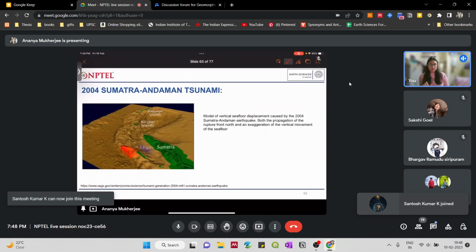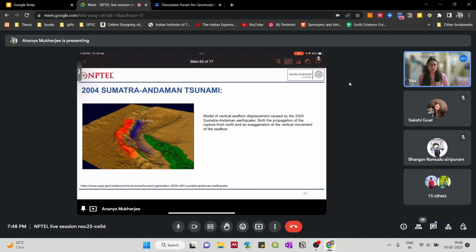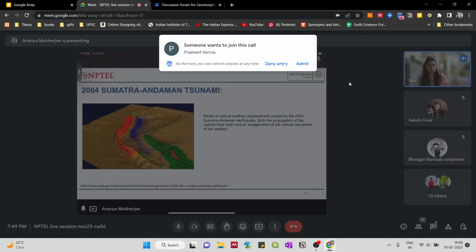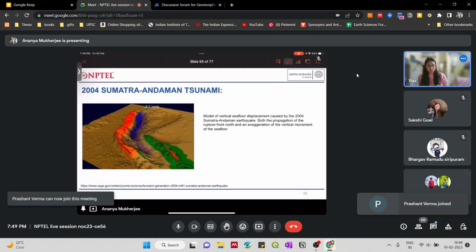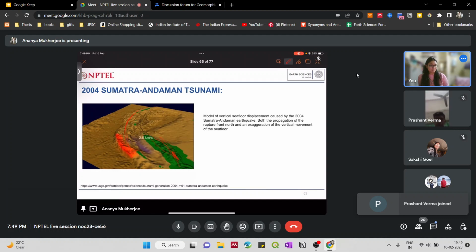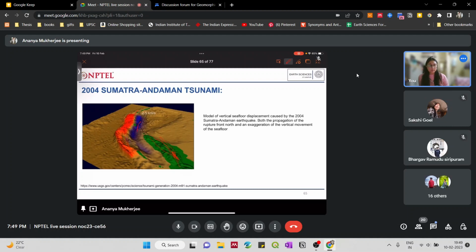Okay, over here you can see an animation of how the fault propagated northwards once it started over here. Okay, so the green is the transform fault boundary where it had happened, and because of the movement along this transform fault, you can see that this fault was also activated. Okay, so the red one is the uplifted part, and the blue part is where there was subsidence, where the displacement happened.